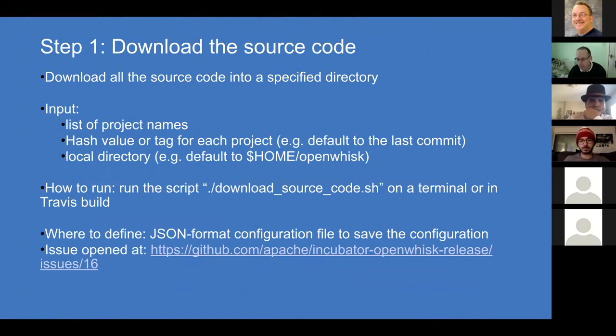So let's start one by one. The first one, I think, is pretty straightforward. We need to name what project we're going to release, what hash values or tags we would like to pick from GitHub, and where it will be downloaded. So based on those 3 inputs, we should be able to download all the source code either locally or remotely in the Travis job. So our implementation could be developing a script called download source code to do the job. And we can put the configurations in, for example, a JSON format configuration file to define the project names and hash values or tags for them. Here you can find detailed information in issue 16, which I opened for this release repo.